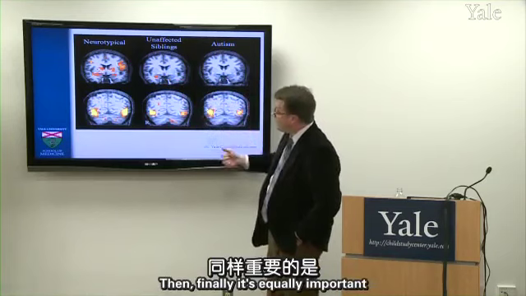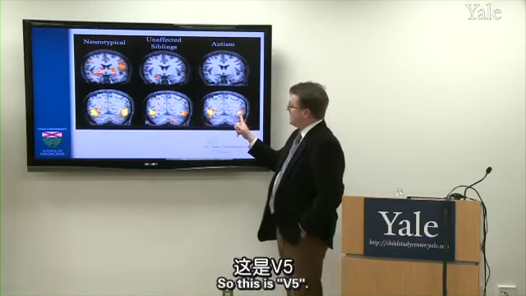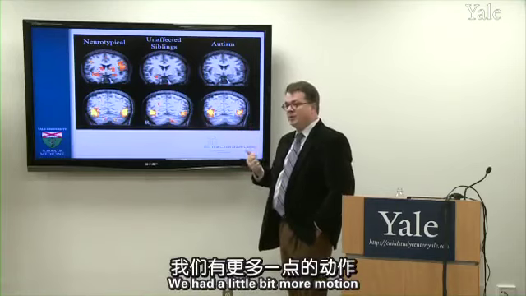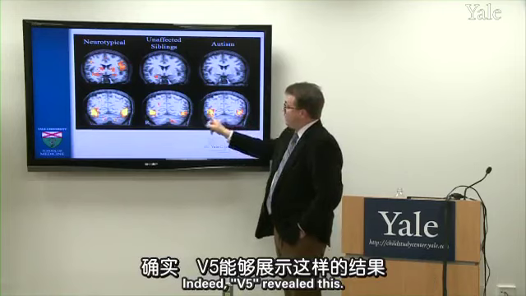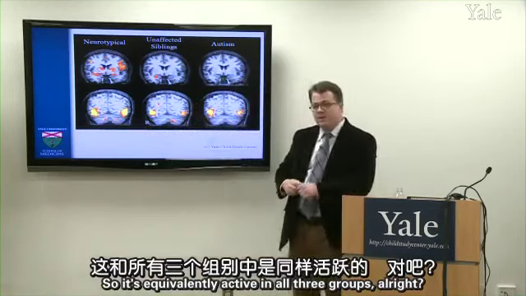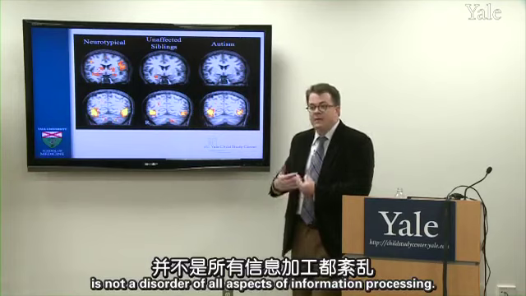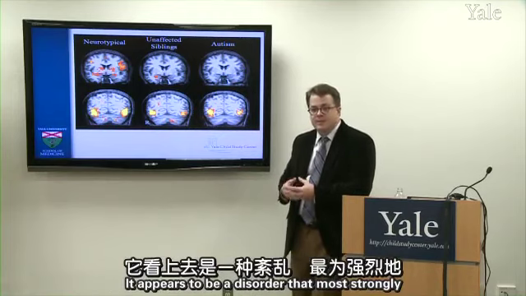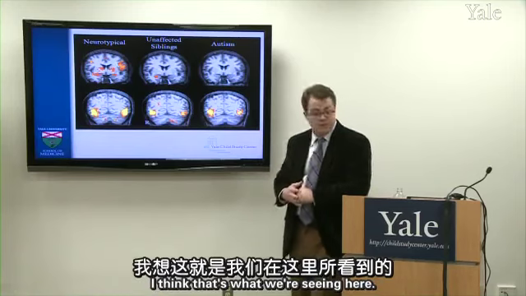And then finally, it's equally important to see a brain region that works. So this is V5. We had a little bit more motion in our biological compared to our non-biological stimuli. And indeed, V5 revealed this. So it's equivalently active in all three groups, right? So what I want to convey is that autism is not a disorder of all aspects of information processing. It appears to be a disorder that most strongly affects social information processing. And I think that's what we're seeing here.